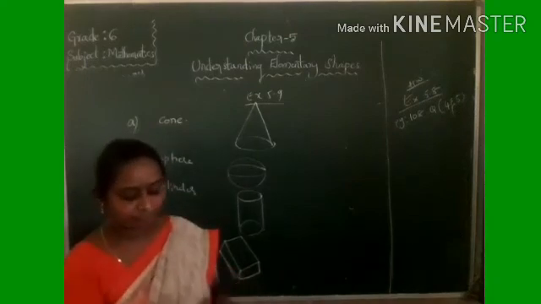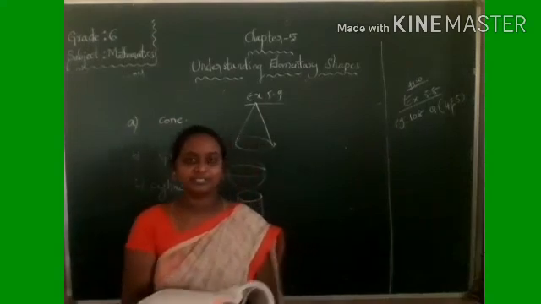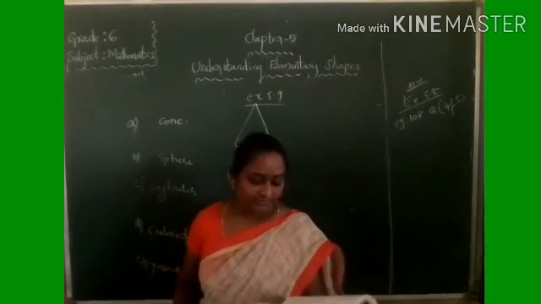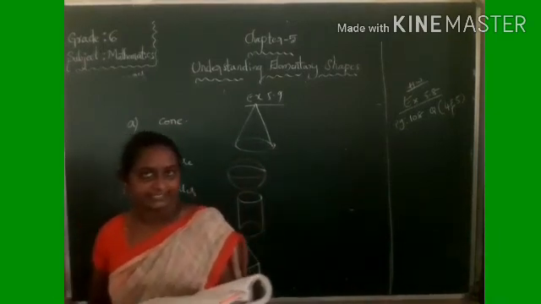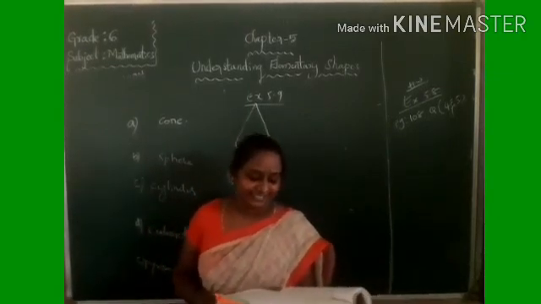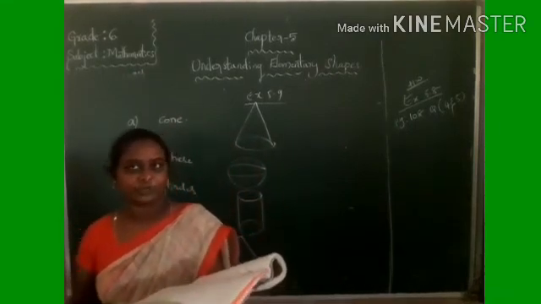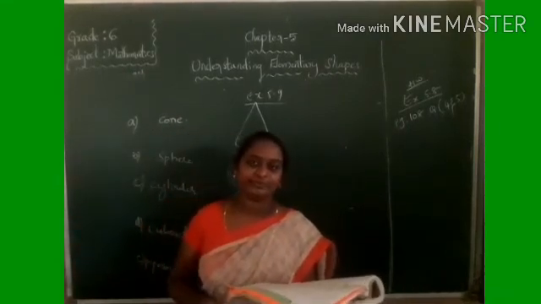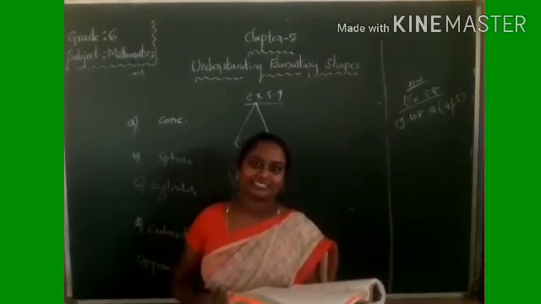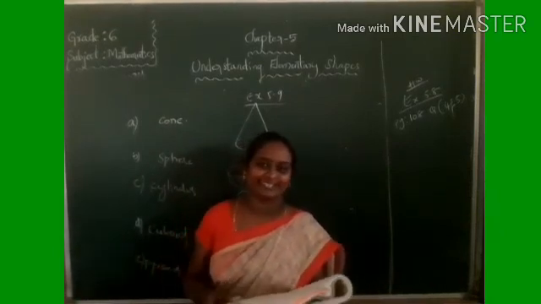Next, second one, what shape is your instrument box? Instrument box shape is cuboid. Second one, a brick. Brick is also a cuboid. Matchbox, cuboid. Road roller, cylinder. Sweet laddu, sphere.